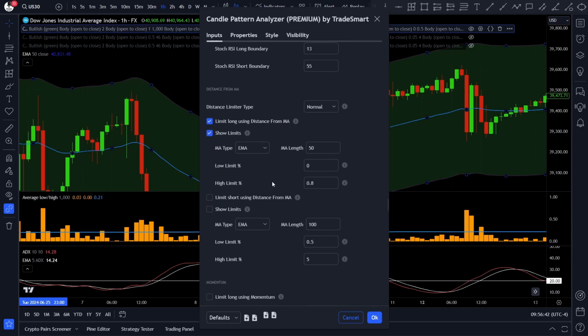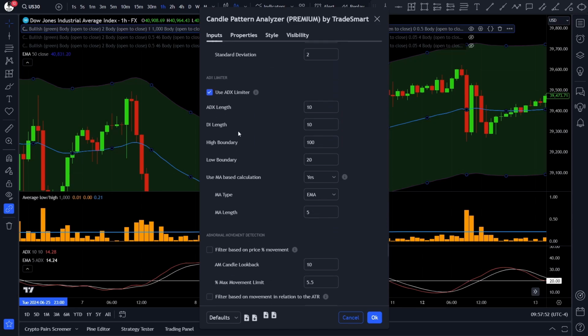Next, to ensure that the price is not overextended and still has room to the upside, I used a distance type limiter. This filter will measure distances from a set moving average, which you can see with these green areas, and won't let any trade entries occur if the price closes outside of these bands. I use the same moving average as for the trend filter, which is a 50 length EMA. The low limit is set to 0, and the high limit percentage is set to 0.8. I found this to be a correct value.